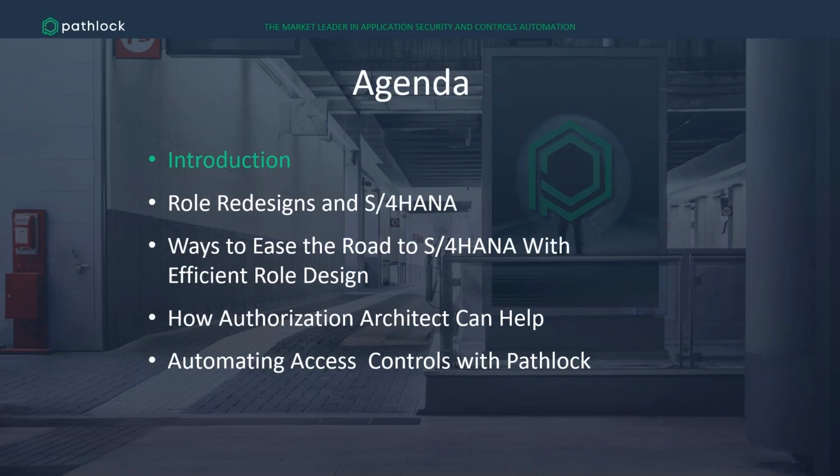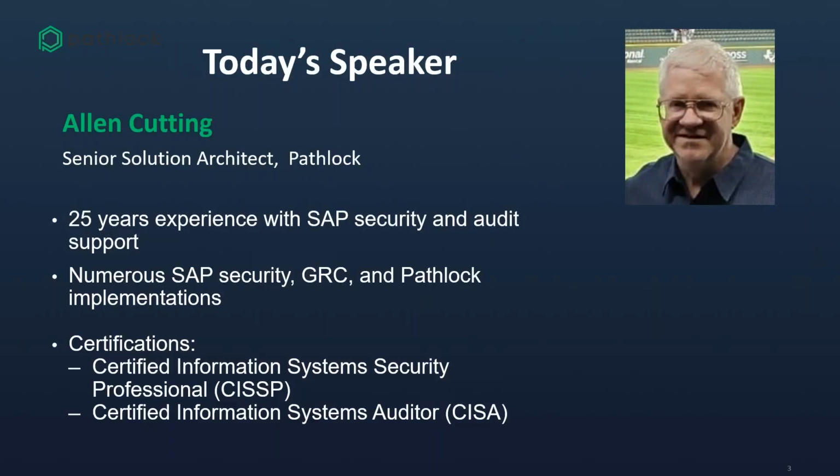Today, we're going to talk about ways to ease the way to S/4HANA with efficient role design. We'll do some introductions. We'll talk about role designs and HANA in general, then get into some methods we can use to make that easier. I'll then show you a tool of ours called Authorization Architect, which takes these techniques that we mentioned in the previous bullet and puts them to use, and it'll give you an example of how you can do that. And finally, look at some of the other automated access controls that Pathlock offers.